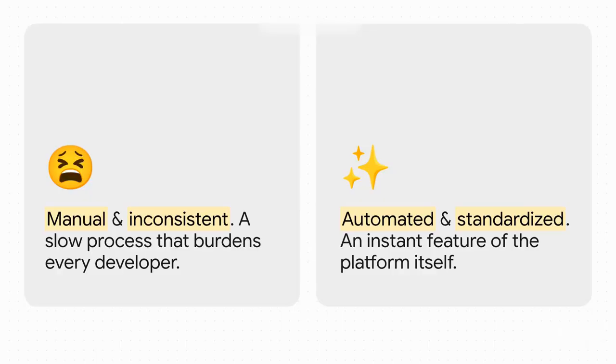And the difference here is just night and day. Look at the left side, the old way. It's all manual, it's inconsistent across teams, it's slow, and it puts this huge burden on every single developer. But with the golden path, observability becomes a feature of the platform itself. It's automated, it's standardized, and it's instant. The developer barely even has to think about it.